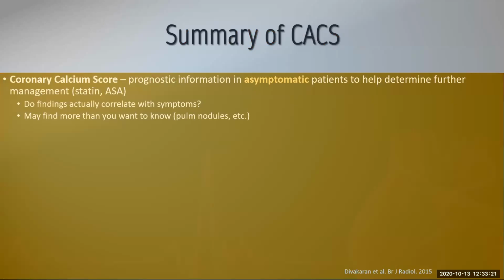So a summary: the coronary calcium score is prognostic for asymptomatic patients to help decide further management, whether it's a statin or aspirin. But it's hard to know if the findings that we find in that coronary calcium score truly correlate with the symptoms that we're finding, right? And you might find more than you want to know. These incidentalomas, you might find pulmonary nodules and all these other things that might lead to testing that we wouldn't otherwise have done in those patients.